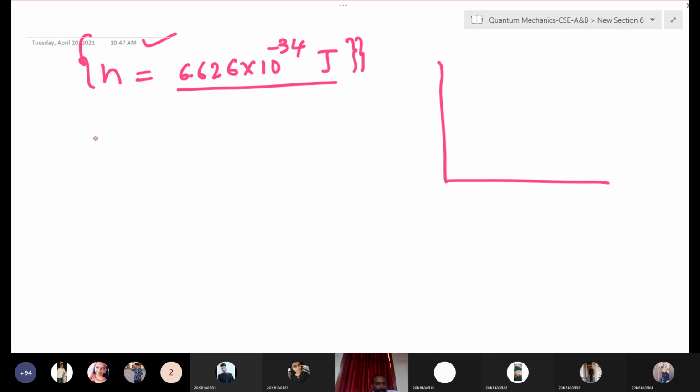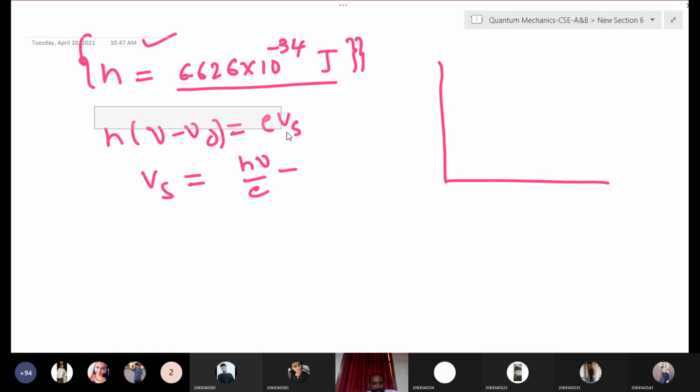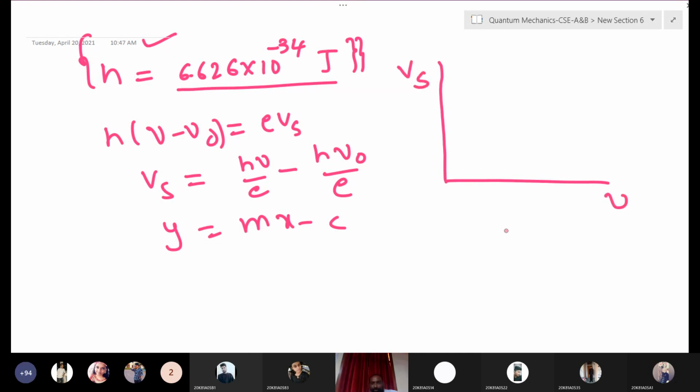What we know, Einstein's equation: h(nu minus nu zero) is equal to eVs, right? Or you can write Vs is equal to h nu by e minus h nu zero by e. So this is how it looks. It is like y equals mx minus c. Here we will take the stopping potential, and here we will take the frequency.